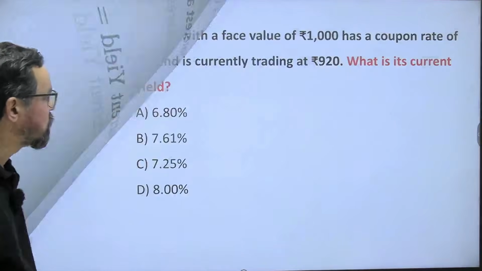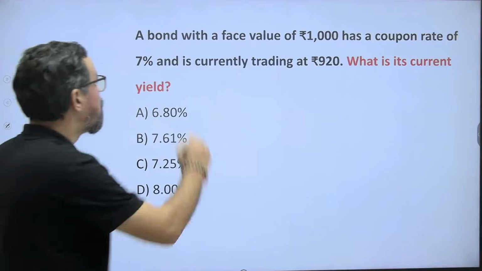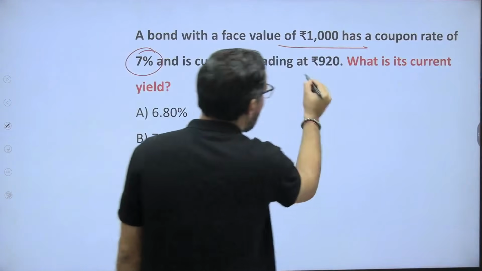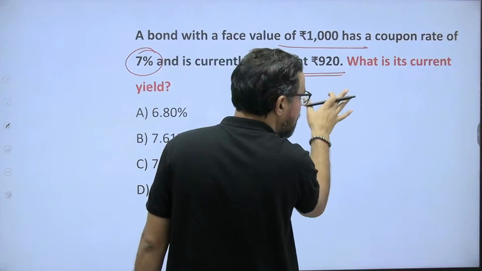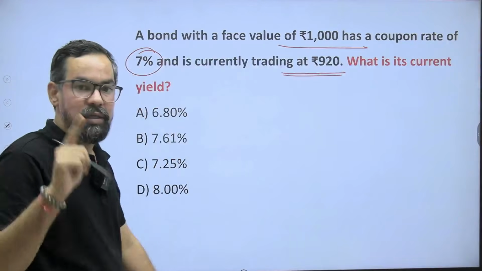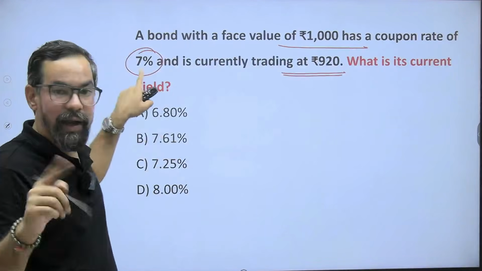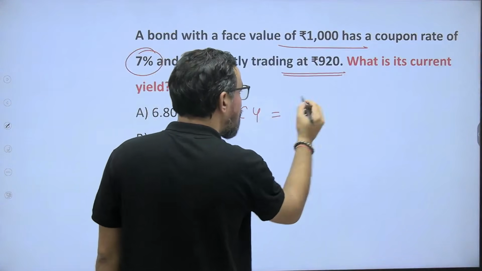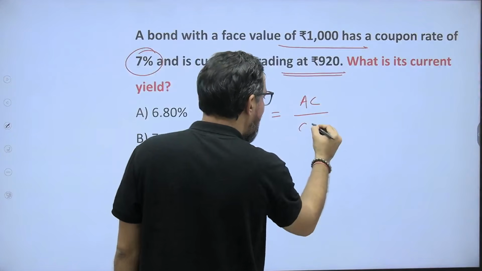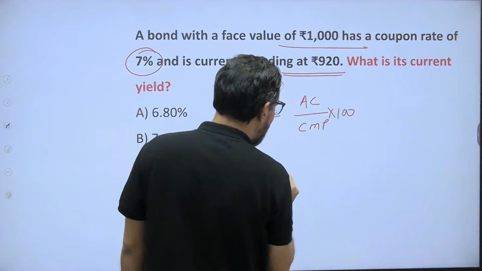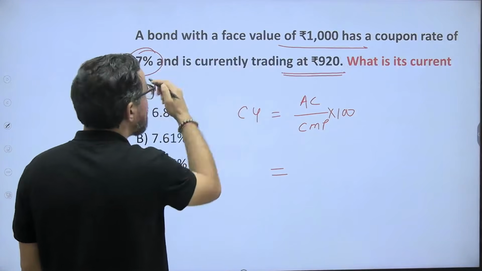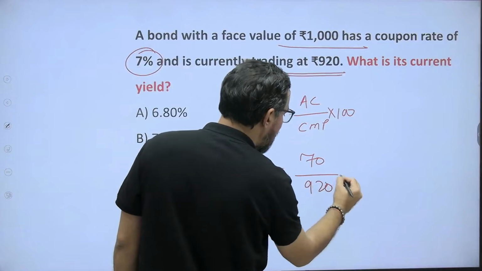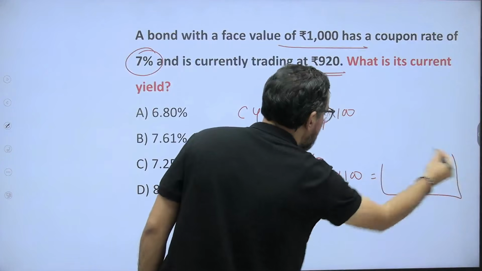We'll solve 2-3 questions also. Let's say a bond with face value of 1000 and a coupon rate of 7% is currently trading at 920, which means it is in discount. What is the current yield? It is in discount, so your current yield will be higher than 7%. How do you calculate it? Current yield is equal to annual coupon divided by current market price into 100. In this case the annual coupon is 7%, which is 70, so 70 divided by 920 into 100. If you solve this equation, you will get to know the answer.